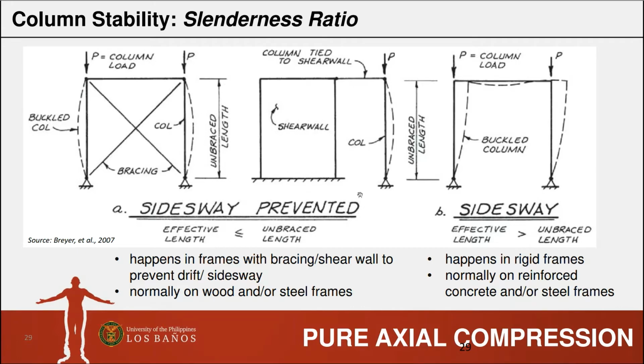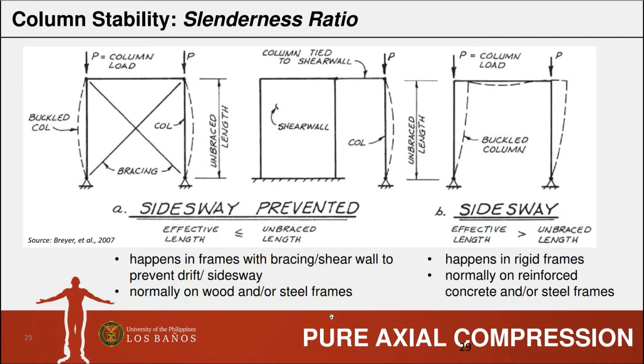Meanwhile, for the second figure, you can see that the column is tied to a shear wall. This is the shear wall, and this is the column here. When a compressive force is applied and the column is connected to the shear wall, the column will only buckle, but there will be no side sway. So for side sway prevention, the effective length is less than the unbraced length. This happens in frames with bracing or shear walls to prevent drift or side sway, and normally occurs in wood or steel frames.